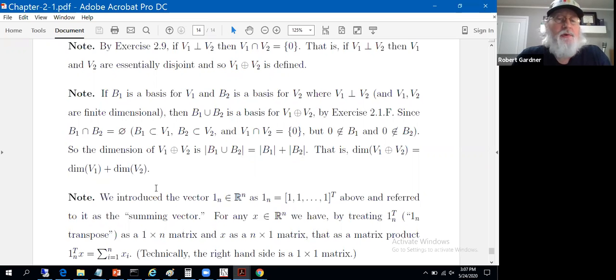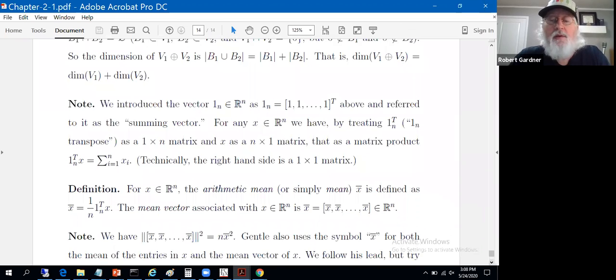Not necessarily true if I replace direct sum with just regular old vector space sum. In some sense, regular old vector space sum was valid for any subspaces of a common vector space, Rn, but there could have been some overlap in those two. And we didn't get this neat kind of addition of dimensions unless we have direct sums.